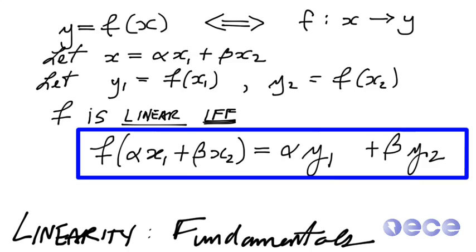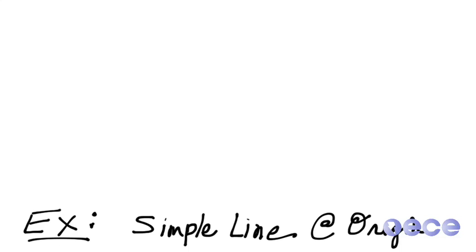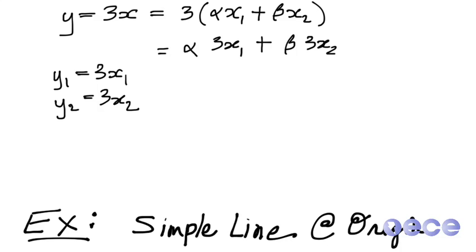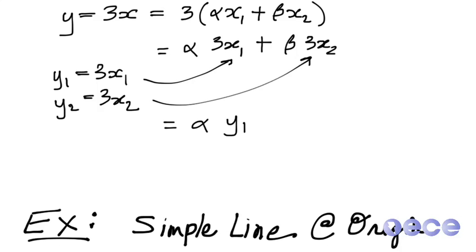Let's look at a couple of examples. So here's a simple line at the origin. y is equal to 3x. So the question is, is y linear as a function? So 3 times x is the same as 3 times alpha x1 plus beta x2. And we can just do a little parenthetical multiplication here: alpha 3x1 plus beta 3x2. Now we remember we choose those values of x1 and x2 to come up with function values y1 and y2. But we can see 3x1 corresponds to y1, 3x2 corresponds to y2, therefore we have alpha y1 plus beta y2. Therefore, our system is linear here.